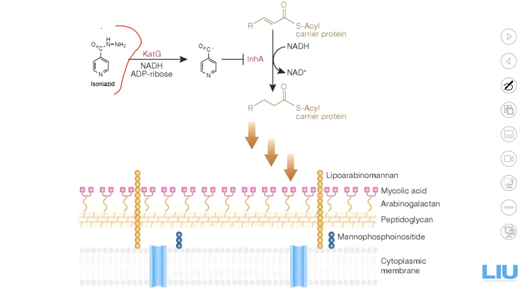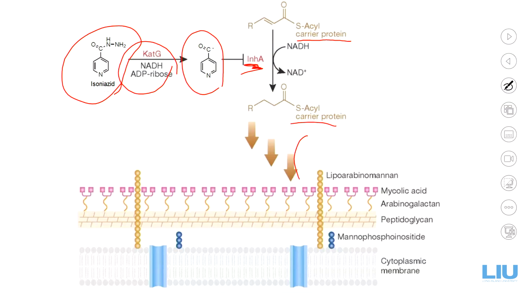I think I have a figure here. So again, that's the isoniazide. It's activated by this enzyme into this form, which is going to attack this enzyme and the other enzyme, which is not listed, which is responsible for acetylating a carrier protein that's important for building those mycolic acids, which is the cell wall of the bacteria. Make sense? Any questions? That's the mechanism of action.